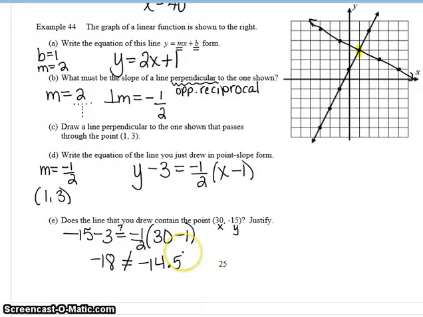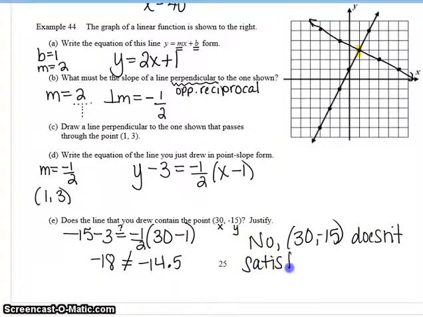That's not true. Therefore, no, 30, negative 15 does not satisfy the equation. So what does that mean? It doesn't contain that point. You would never find 30, negative 15 on that perpendicular line that we drew in.